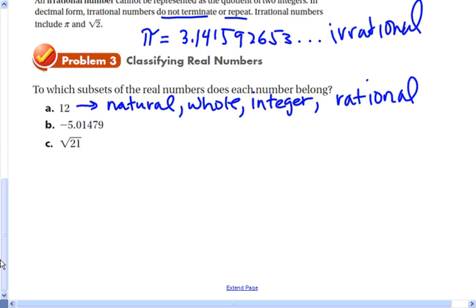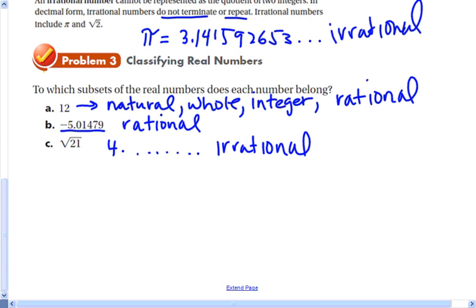Okay? This number ends. It has a decimal on it, though, so we know it's not a whole number or a natural number or integer because of the decimal, but it terminates, so that means it is a rational number. And the square root of 21, that is a number like 4 point something something something that just keeps going on forever and ever without repeating or terminating. So that's an irrational number.